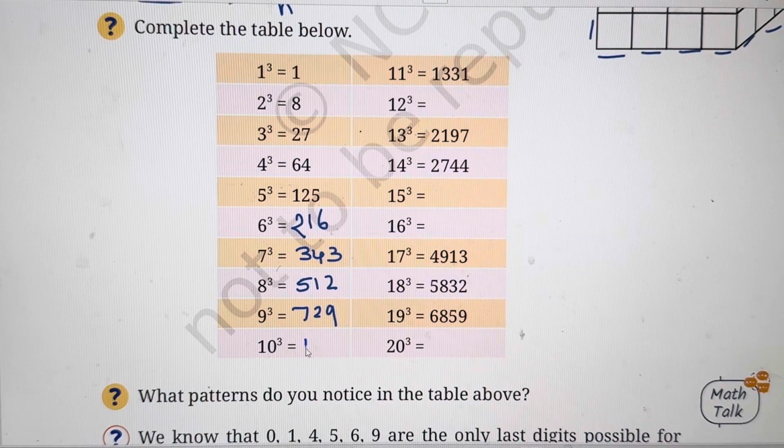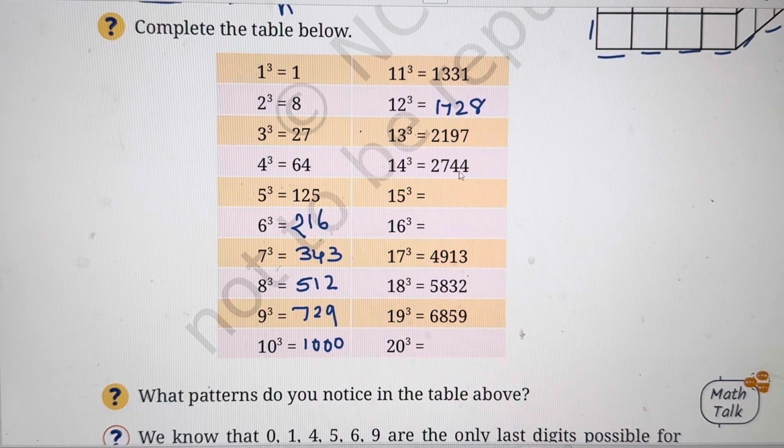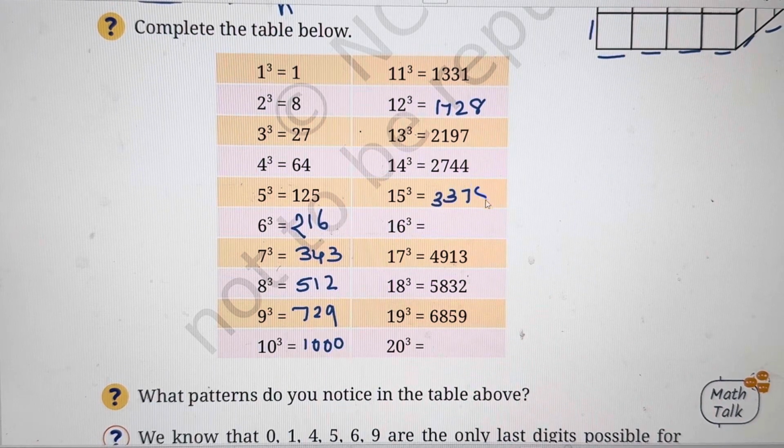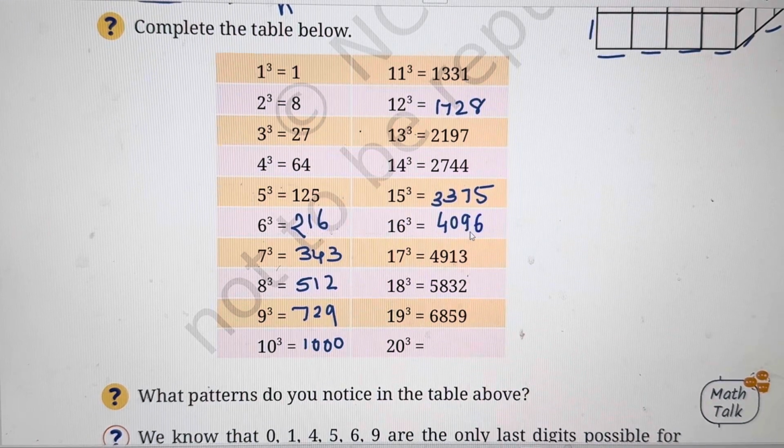10 cube is 3 zeros, 10,000, right? Now 11 cube is 1331. 12 cube is 1728. 13 cube is 2197. 14 cube is 2744. 15 cube is 3375. 16 cube is 4096. 17 cube is 4913.